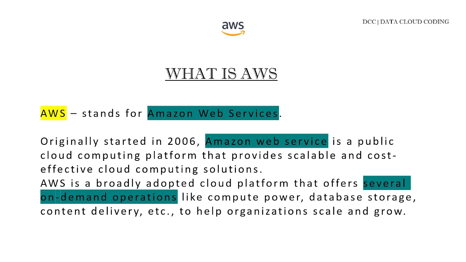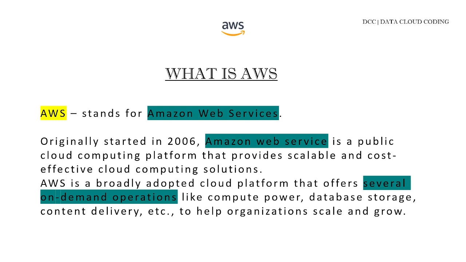Okay, so let's first understand what is AWS. The full form of AWS is Amazon Web Services. It originally started in 2006, and it is a public cloud computing platform that provides scalable and cost-effective cloud computing solutions. So we have already had a discussion on what is cloud computing. And talking about AWS, it originally went public in 2006, meaning AWS, they were using the Amazon Web Services cloud for their internal purpose, internal uses.